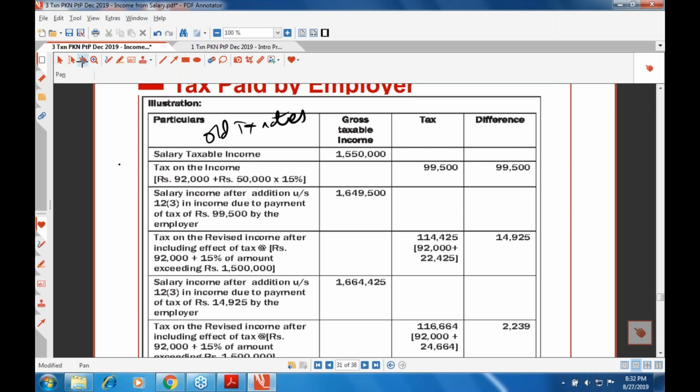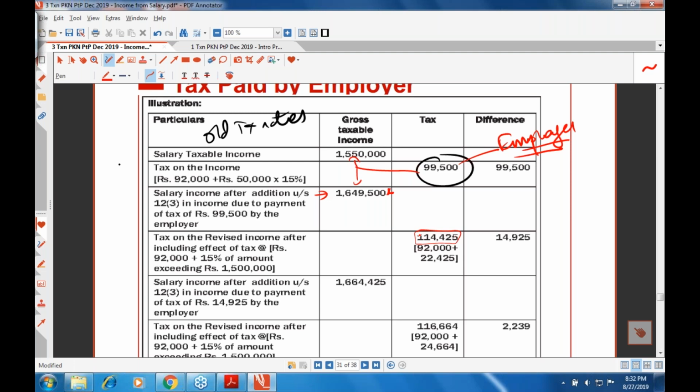So you see this. 1.55 million is the gross income on which the tax of 99,500 is payable. Now what the employer does is that he pays this tax. Once he pays this tax, the tax is actually paid by the employer. Then this amount is added to this amount and it becomes part and parcel of the salary. So the revised salary income becomes this. Now the revised tax liability is established, which is 114,425.